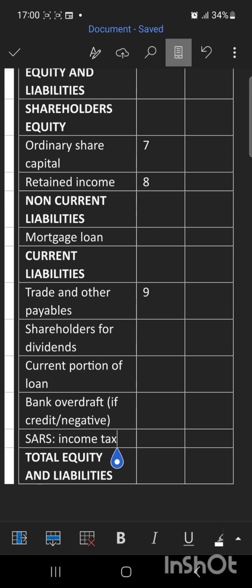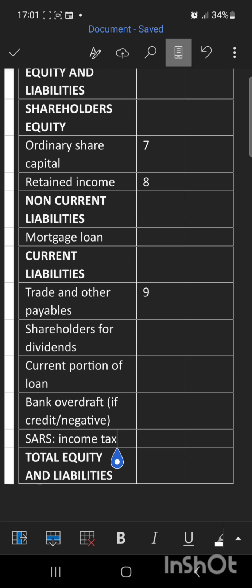And then we also have SARS income tax. Now with SARS income tax, this is the amount of money that we are owing to SARS with regards to the income tax for the year. Now what happens is that you will come across an adjustment which would say maybe after the tax assessment the following was revealed. 360,000 is the income tax for the year, which translates to 28% of the net profit before tax. So you know that the tax for the year is 360,000.